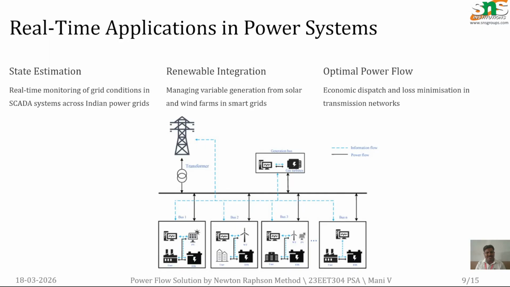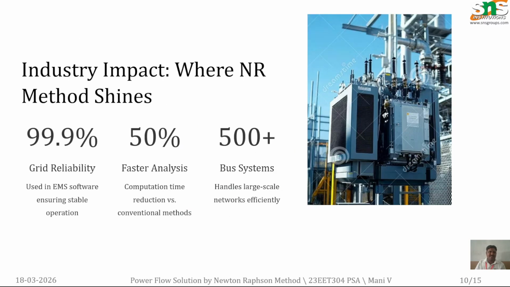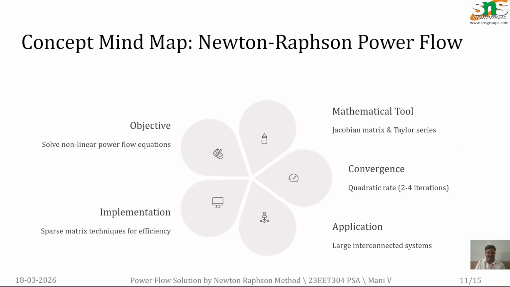So we have to expand the power system so that we can use this kind of Newton-Raphson method. It can be used for optimal power flow, for economic dispatch, and for loss minimization in transmission networks. In the industry impact, this is where the NR method shines. In grid reliability, around 99.9%, and for faster analysis, around 50%. For bus systems, we can use 500 plus buses. It can solve n number of buses, complex bus systems, etc.